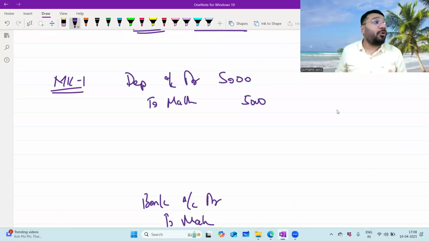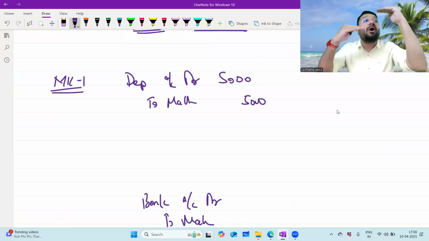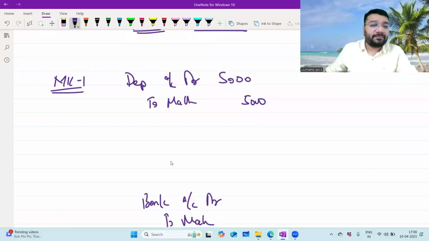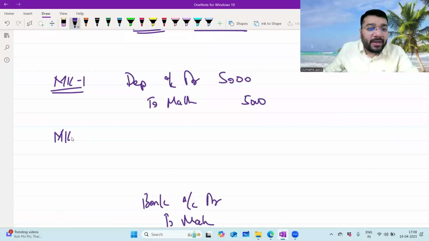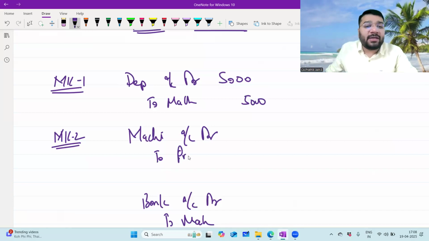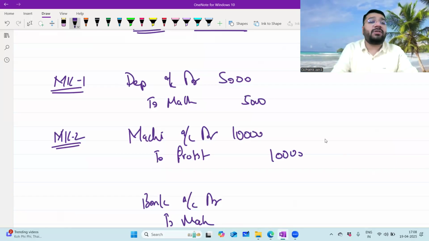So machinery is an asset account. To increase the value of the asset, debit. So machinery account debit, and profit is what? Gain. Credit all income and gain. So machinery account debit to profit. In the machinery account, to profit, not by profit, to profit. So that is entry 2. Machinery account debit to profit on sale of asset, or gain on sale of asset, whatever you can take it. How much is it? 10,000. Please post this in the ledger.